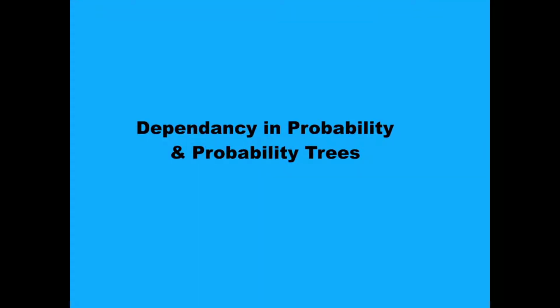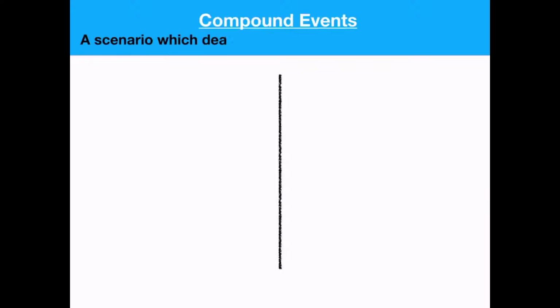Okay, so today's lesson is lesson 2 in our probability unit, based on dependency in probability and probability trees. We're going to be talking about compound events today. Compound events is when you have a scenario which deals with 2 or more separate events. Now those events can either be independent or dependent events.